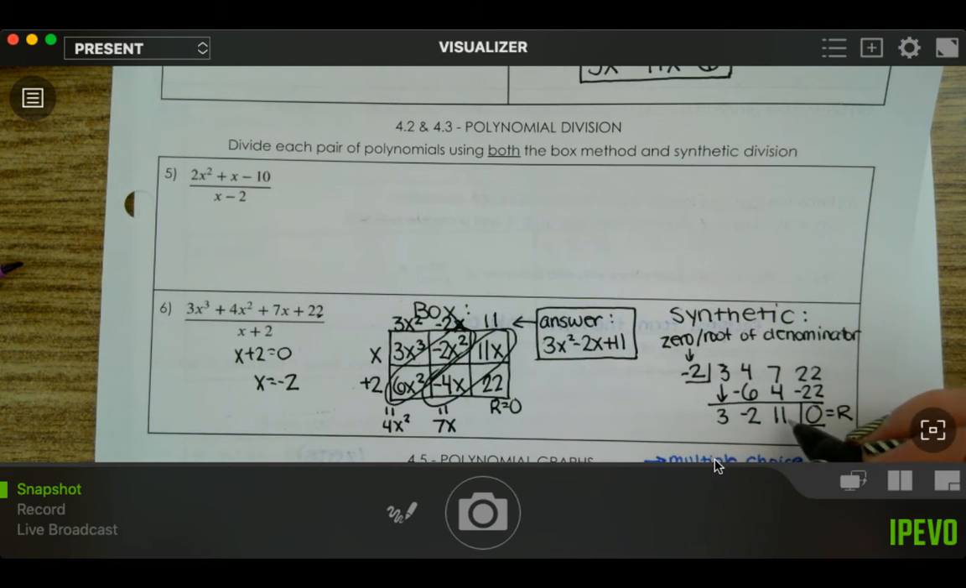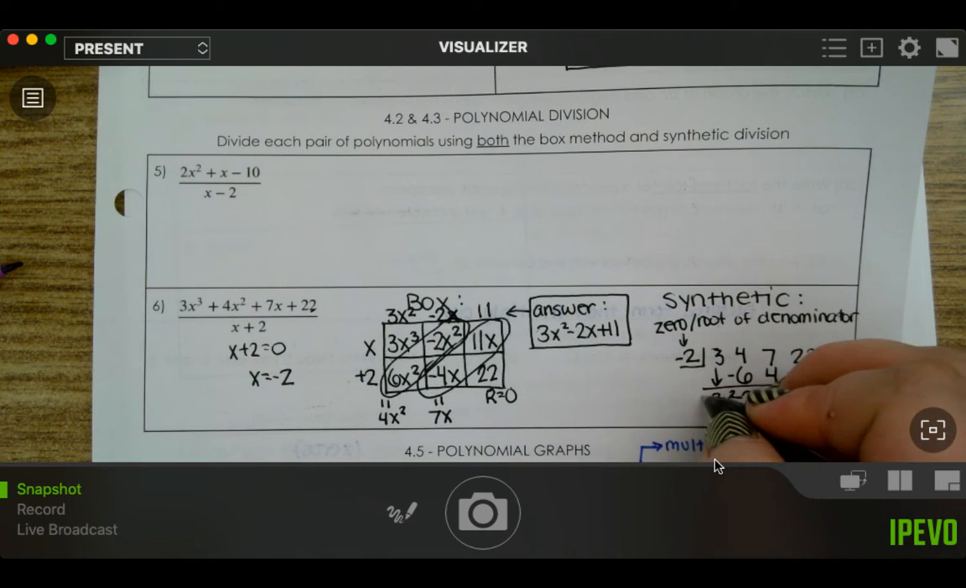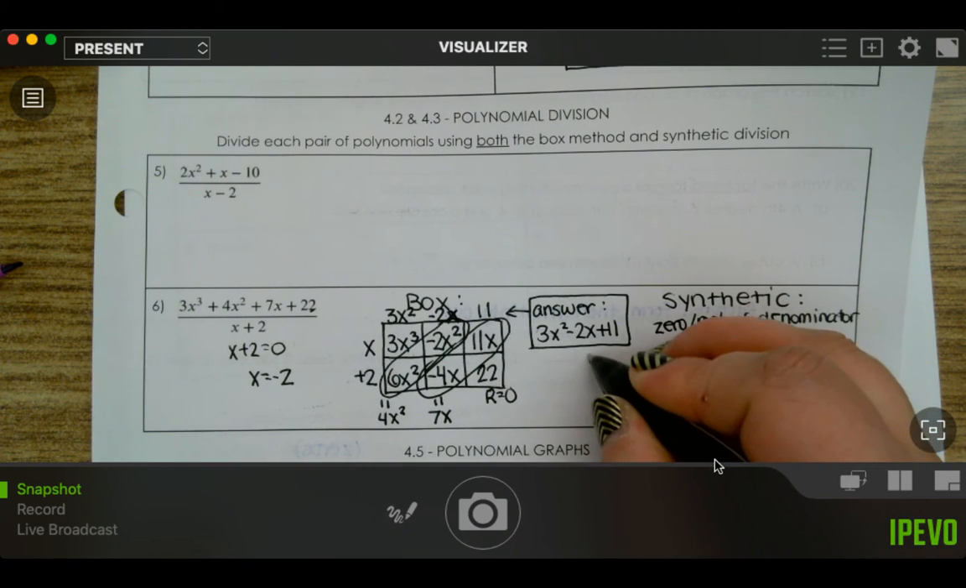And then to turn this back into a polynomial, this is your constant, and you go up a power of x as you move to the left. So this would be just x, the next one would be x squared, the next one would be x cubed, and continuing on. So we get the same answer as we did with the box method.